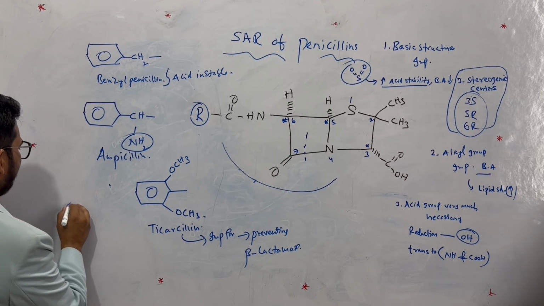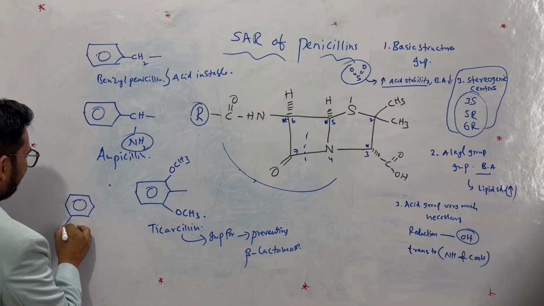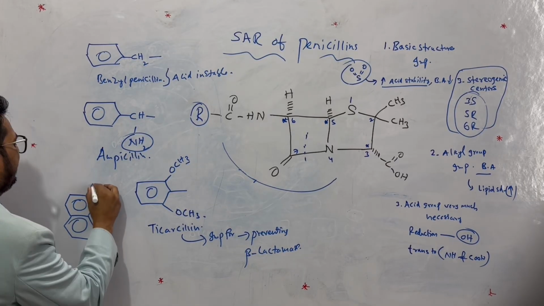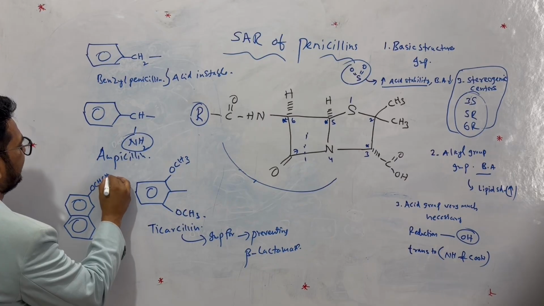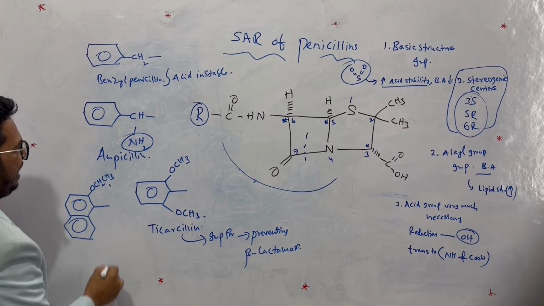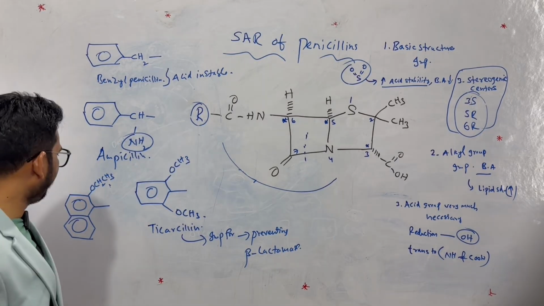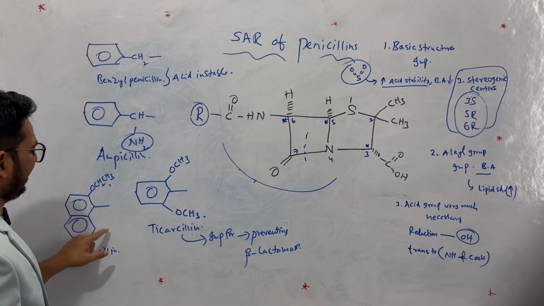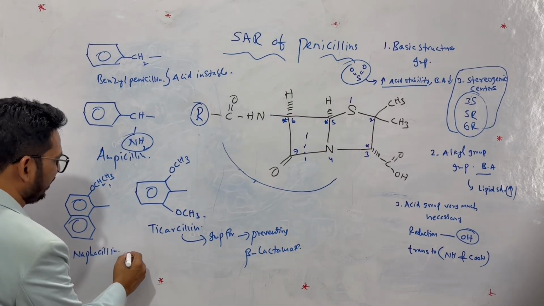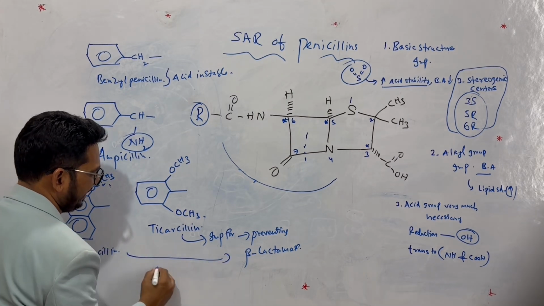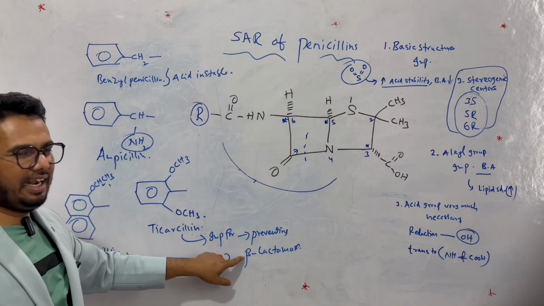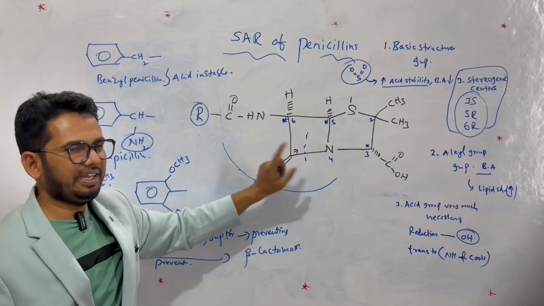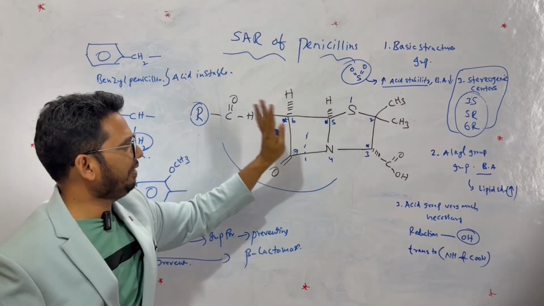Next is nafcillin. I will write it. Nafcillin means it has the naphthyl group here, OCH2CH3, in place of R. Okay. See here, this nafcillin also has bulky groups. It means it also is going to prevent which enzyme? Beta lactamase. Preventing beta lactamase means no breakdown of the beta lactam ring. It means the activity will remain like that.